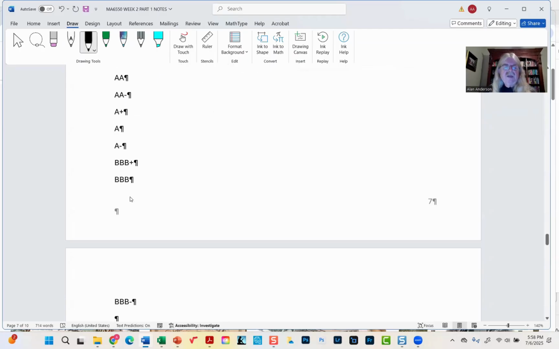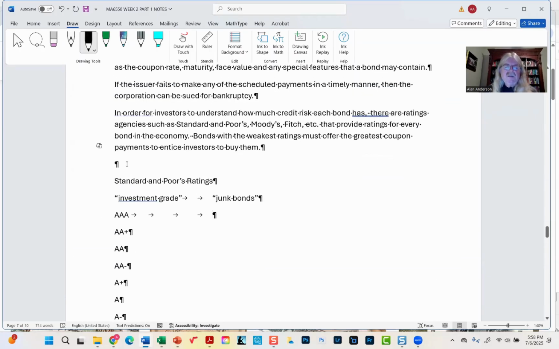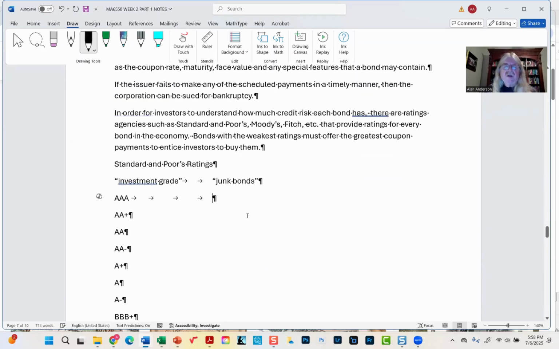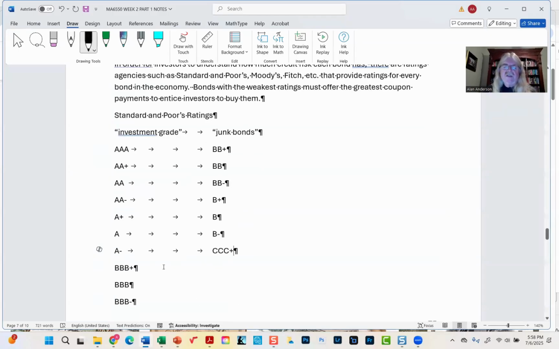I'm sorry, I missed. There it is. That's why it's down there. Double B plus is the beginning of the junk bonds. B plus, B, B minus, and then it goes down to triple C, and then we're getting to some really scary territory down here. Bonds in this neighborhood are right on the brink of bankruptcy, basically. And it goes down, I think it may go all the way down to D. Those are the really dreadful bonds.